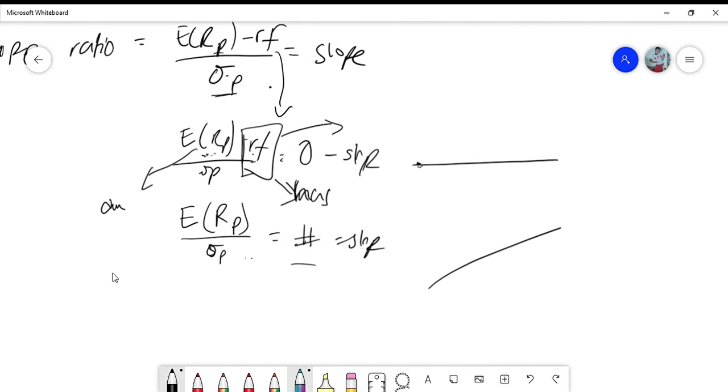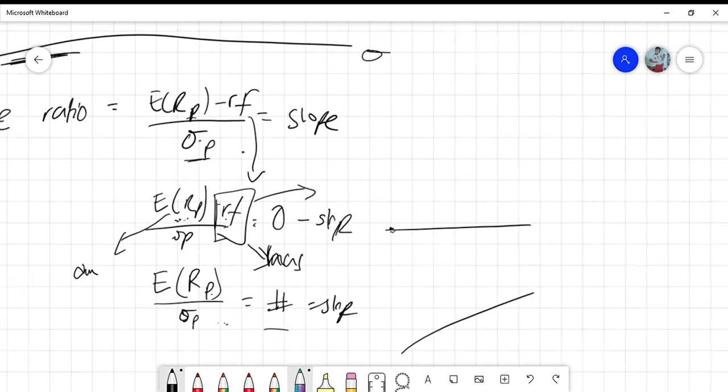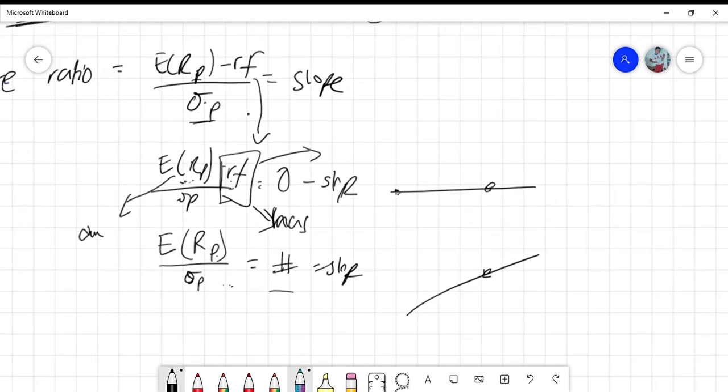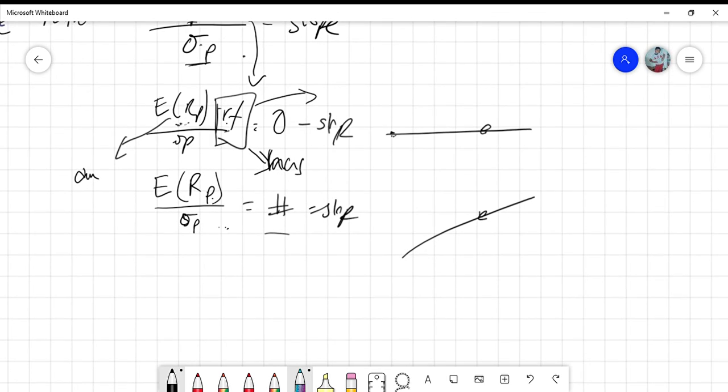Whereas if you followed this one without including the risk-free, and just looked at ERP, it would say to buy this portfolio, and you'd be like, I'm actually taking on a risk, why would I do that? So anyway, this is the formula.